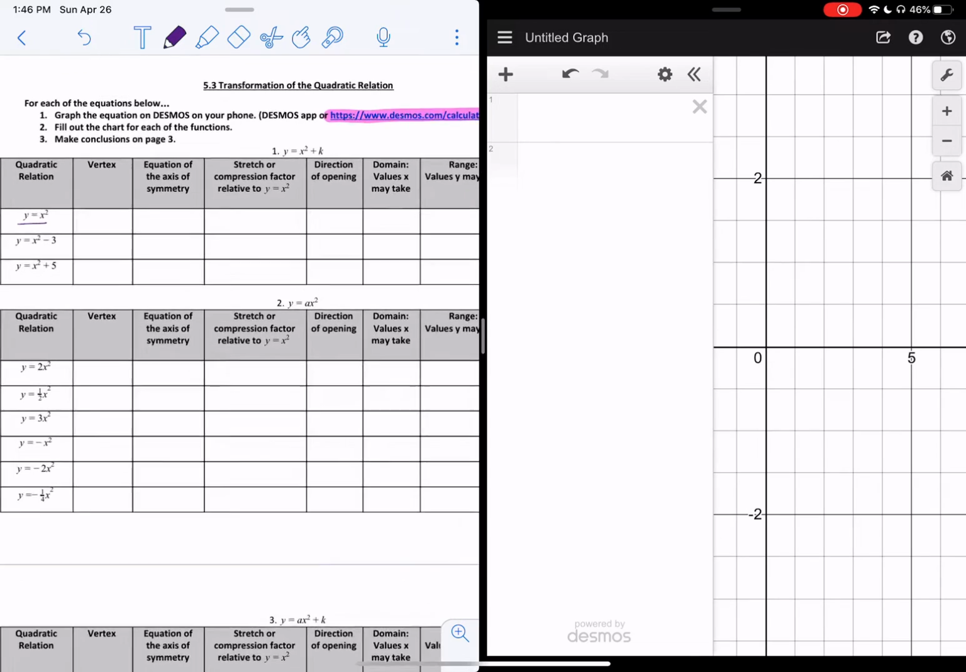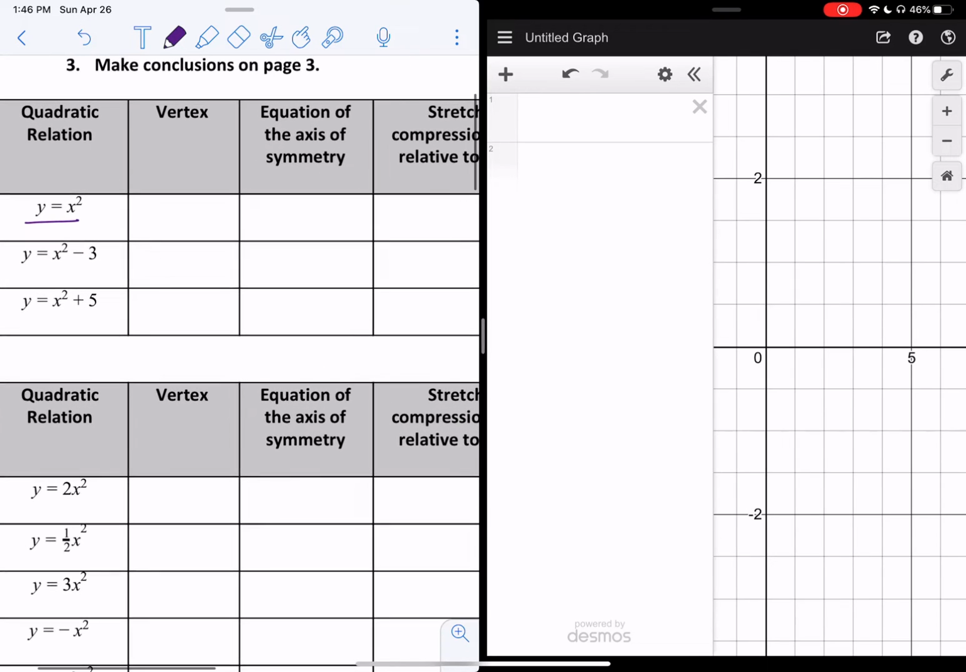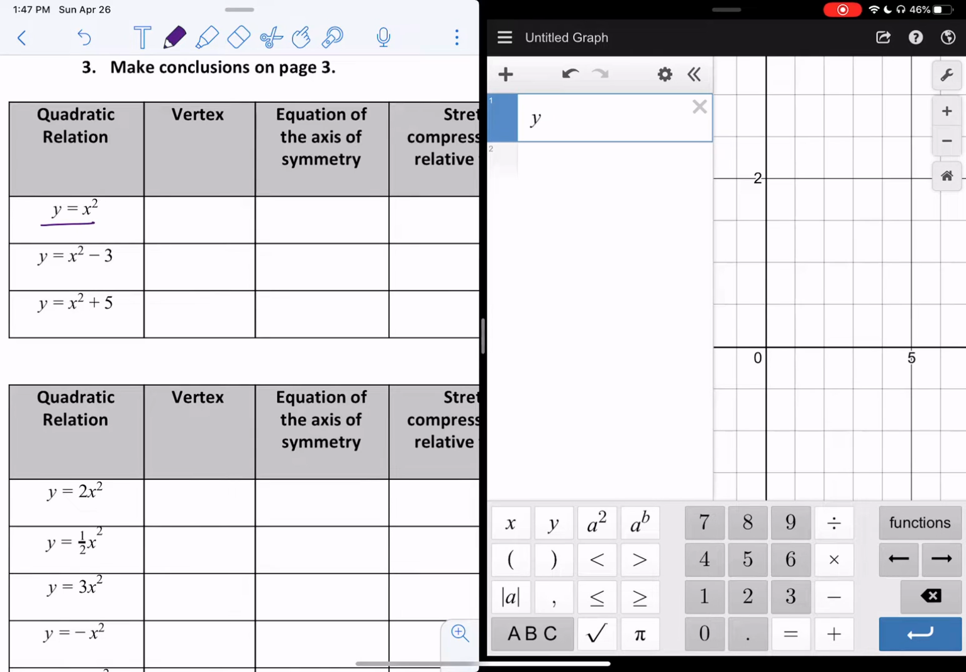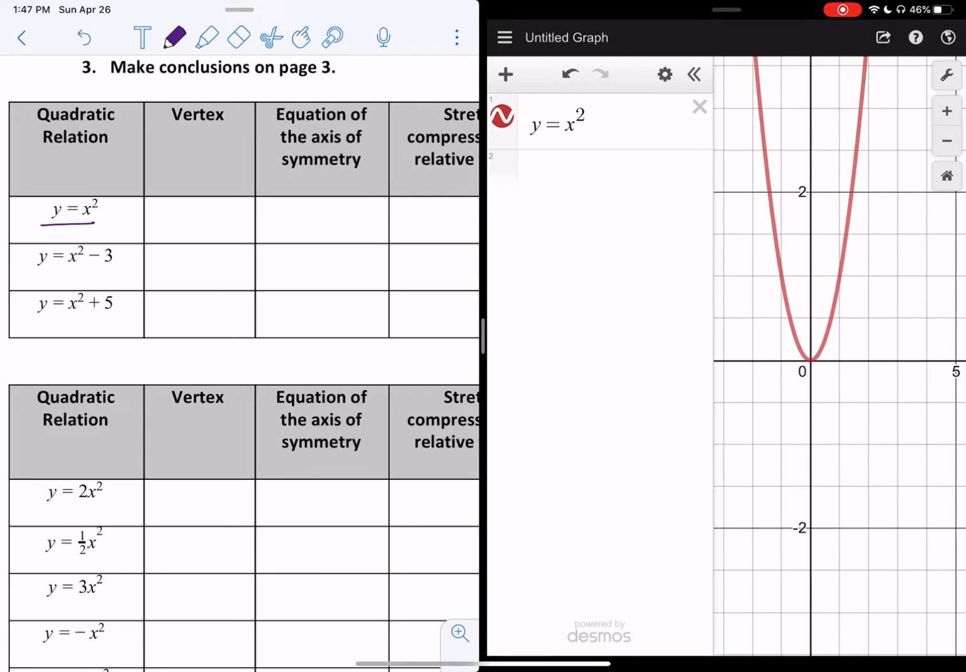So the first one here, if you remember from last lesson, is our original parabola. So we'll graph that in DESMOS, and we should have something that looks like this. This is our original parabola with nothing changed to it. We need to identify a few important pieces. The first thing we want to identify is the vertex. The nice thing about DESMOS is if I click the vertex, it understands that that's an important point, so it'll give you the coordinates right away. So our vertex is at (0, 0).